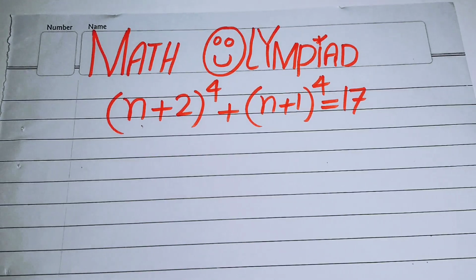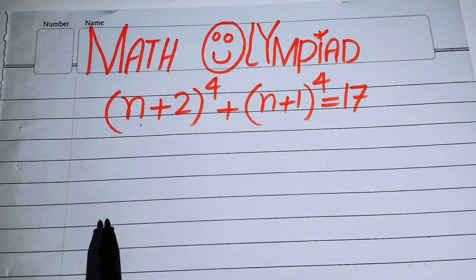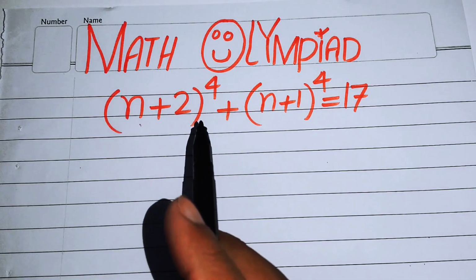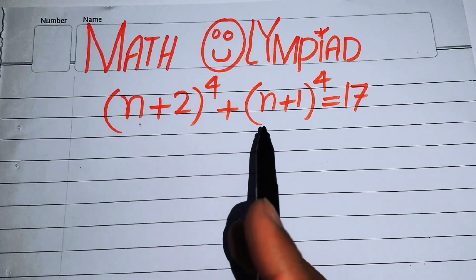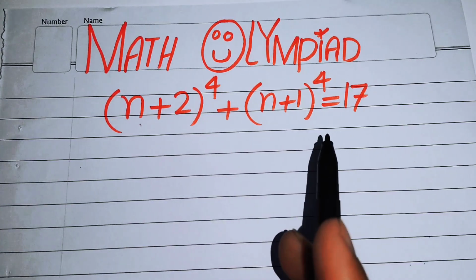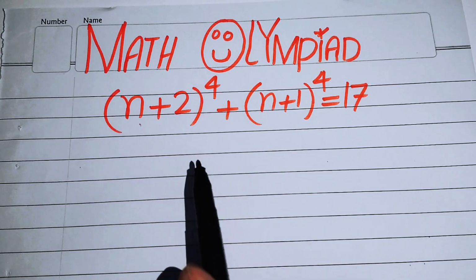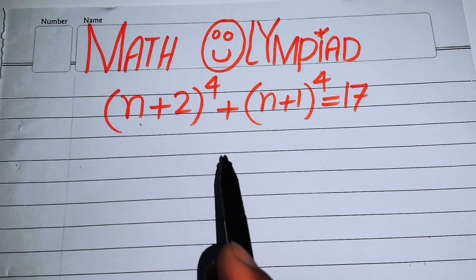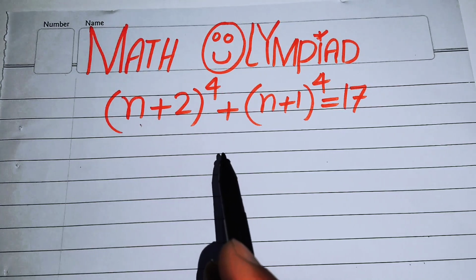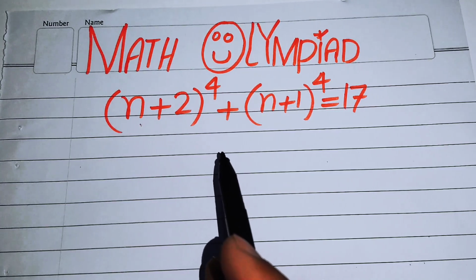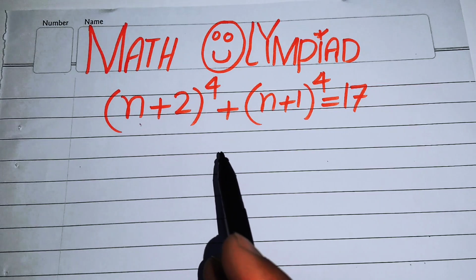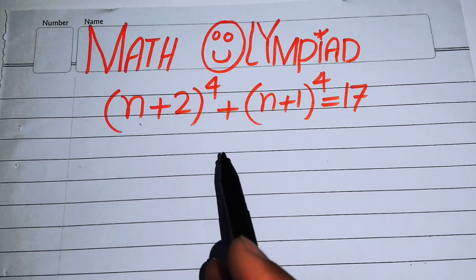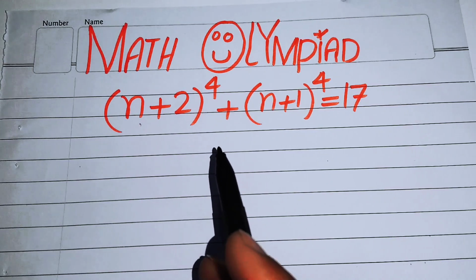In this video we are going to solve this nice algebra problem, and here we have (n+2)^4 + (n+1)^4 = 17, and we will solve this problem for the real values of n. So here I can introduce a nice, unique method which is different from all the other methods, and it is a very easy method, and I hope you will like this method.